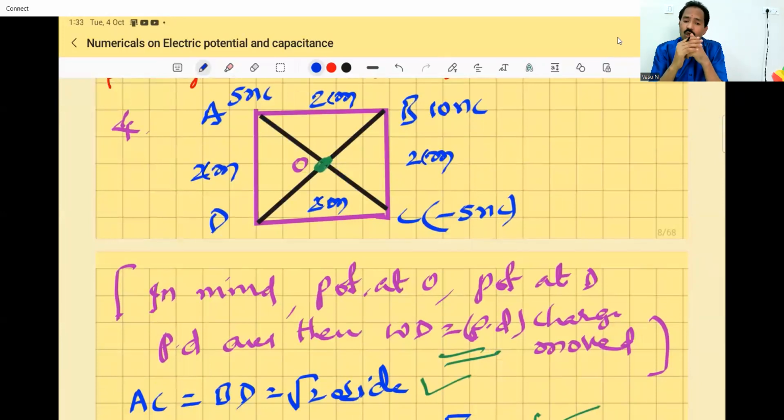You need not show any electric field direction, because it is not an electric field problem, it is an electric potential problem. It is a scalar. So we don't need all those. I have written a note in a bracket, and you have to keep that in mind. We have to find the potential at O, the potential at D, then the potential difference, and then find the work done. Work done is given by potential difference into charge.